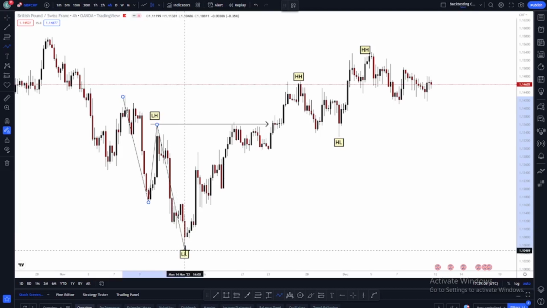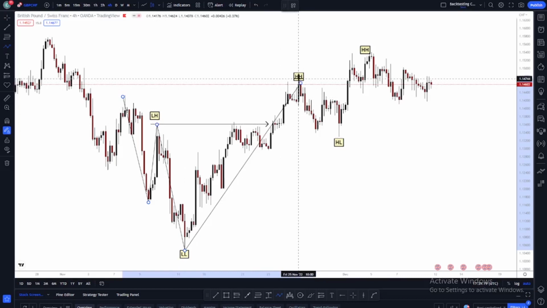So after it comes down to create this lower low, what does it do next? It rallies back up to break our previous lower high and creates what? A new higher high. What did I say price did? It rallied back up to break our previous lower high and creates this new higher high. Okay, so after price creates this new higher high, what does it do? It retraces back to create a higher low.